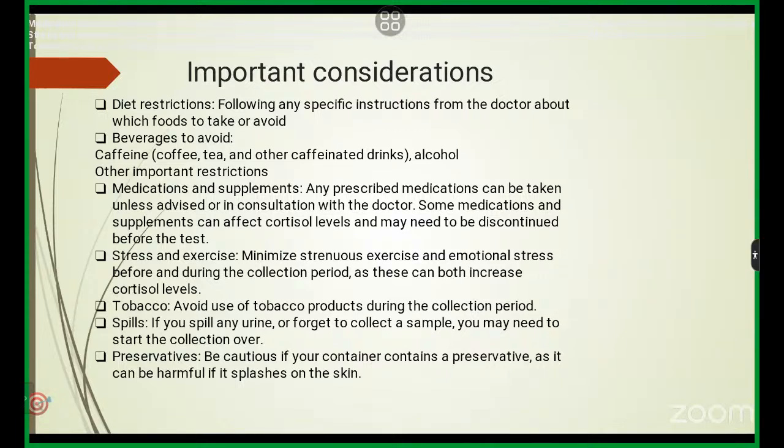Stress and exercise: avoid going to the gym or strenuous exercise. If you are an athlete, avoid that until the test sample is completely procured. I've talked about avoiding tobacco. Avoid also spillage. Preservatives: be cautious if your container contains a preservative, as it can be harmful if it splashes on the skin. If the patient doesn't have a refrigerator, it's good to consider providing preservatives. Preservatives are key, and it's advisable to use them, especially if the patient cannot assure you of the cold chain of the urine sample.